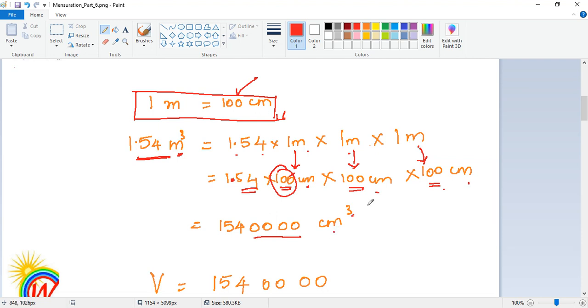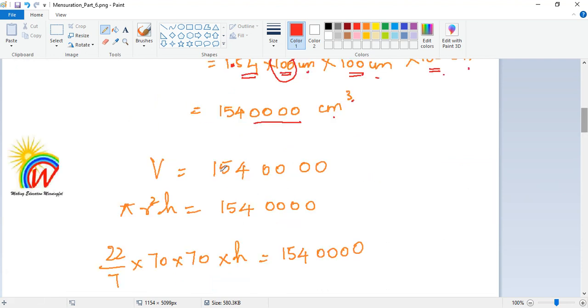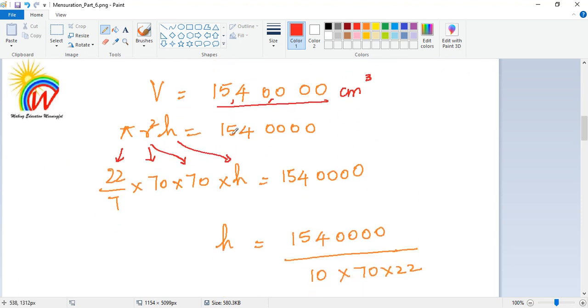Understood? Okay. So now my volume is 15 lakh 40,000 centimeter cube. So now volume is 15,40,000. I can write the formula for volume: pi r square h, equals 15,40,000. Now 22 by 7 is the value of pi. R is 70, we just found out, so 70 into 70, and h we don't know, that is what we need to find, so we will keep it as h itself, equals 15,40,000. Now this h we have to find out.